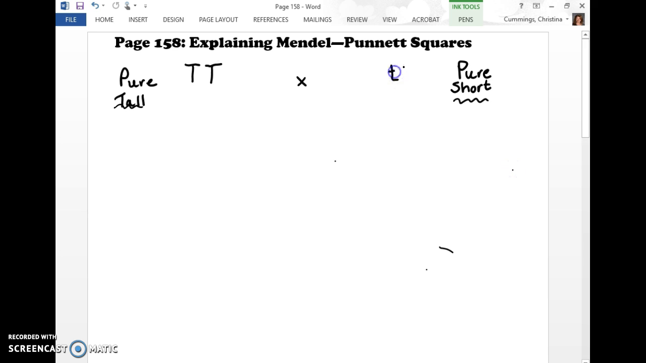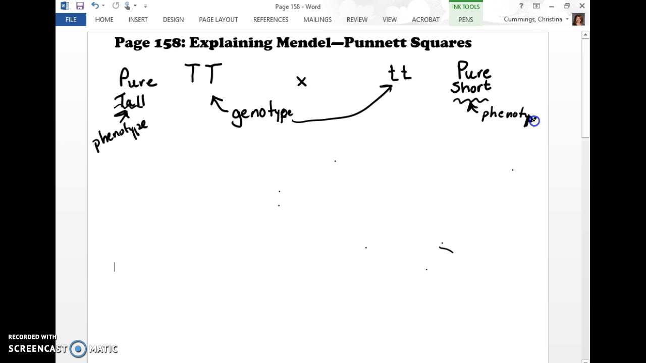and we wrote down their genotypes. Okay, so capital T is an example of a genotype. Let me spell that right. And little t is the genotype for short. Now, the observable trait yesterday in class we referred to as a phenotype. So tall is a phenotype and short is a phenotype.